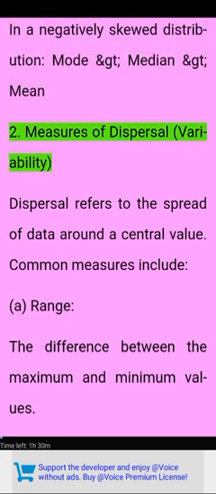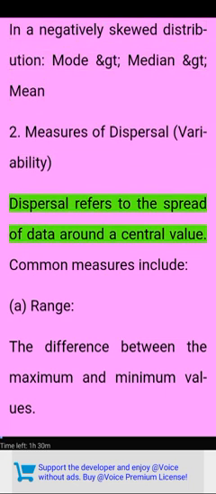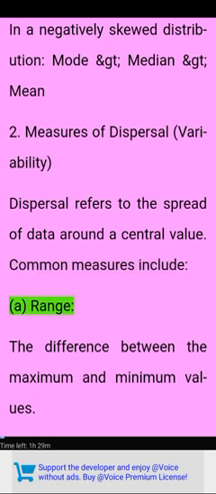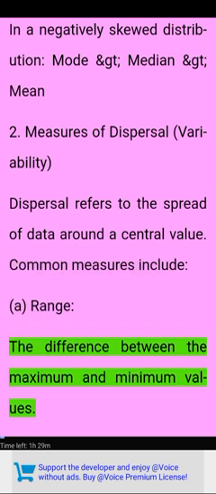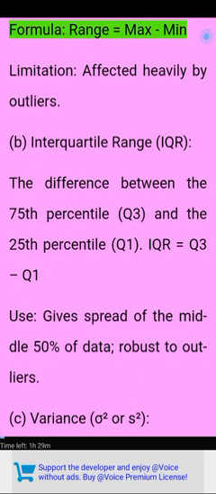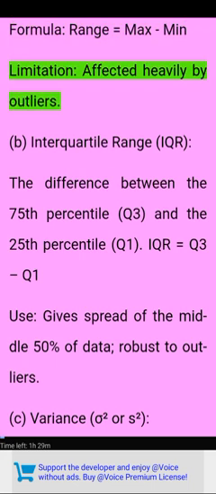2. Measures of dispersal, or variability. Dispersal refers to the spread of data around a central value. Common measures include: A. Range. The difference between the maximum and minimum values. Formula: Range equals max minus min. Limitation: Affected heavily by outliers.